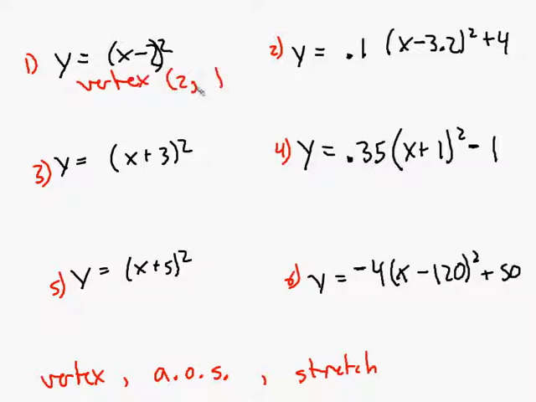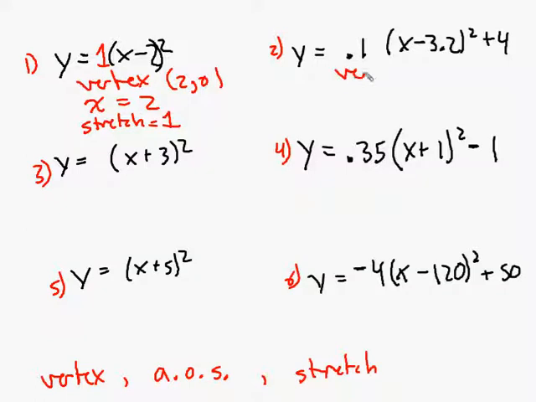2, 0. And what is our axis of symmetry? X equals 2 is the x part. And our stretch is 1. If it's not written, it's a 1. Because there'd be a 1 here. If there were a 0 here, then all of this would be 0. Yeah, x equals 2. So the axis of symmetry is the x part of the vertex.